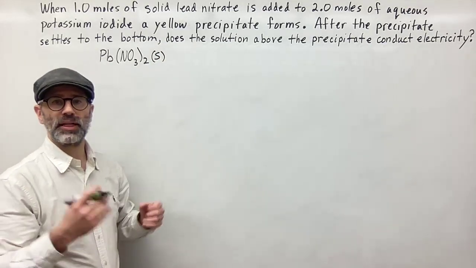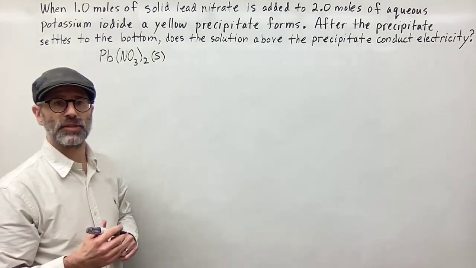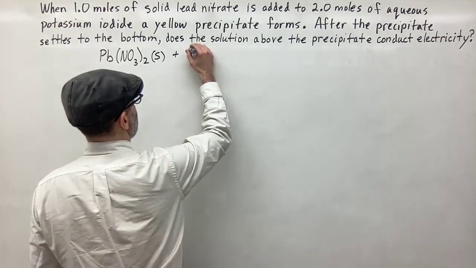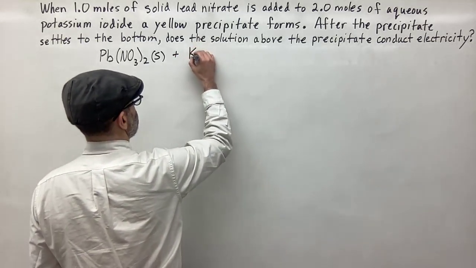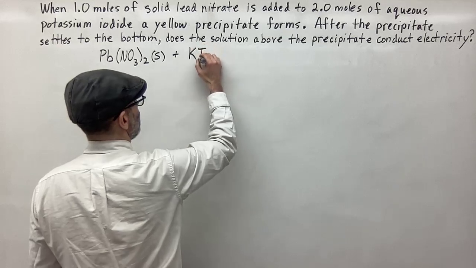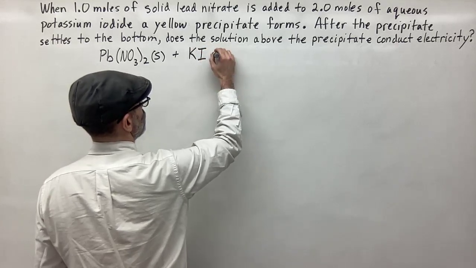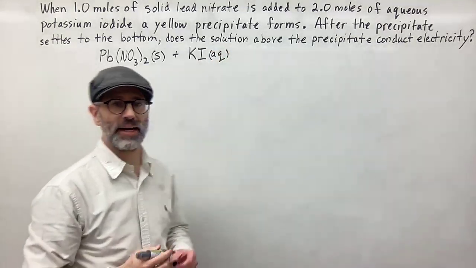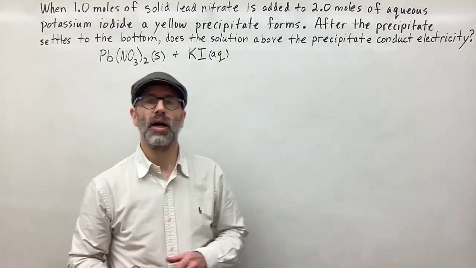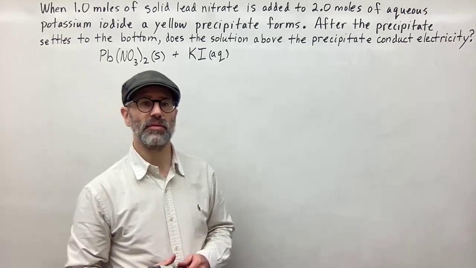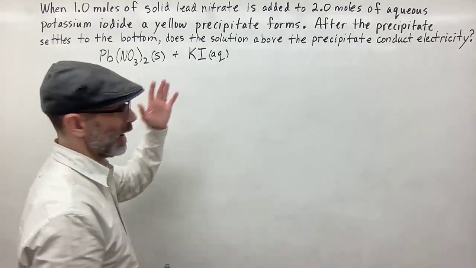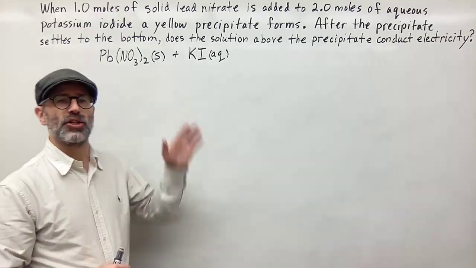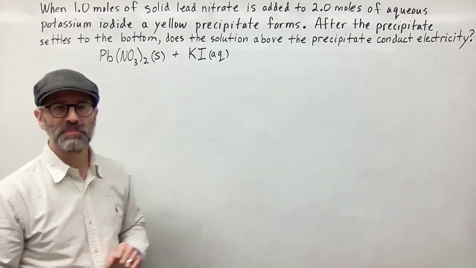That's going to be mixed with, or react with, aqueous potassium iodide. So let's add that. Potassium has a +1 charge, iodine has a -1 charge, so it's just 1 each in the formula. So KI is the formula for potassium iodide. Okay, and that's what we're given. We're told that a yellow precipitate forms, so we have to figure out what the products are.